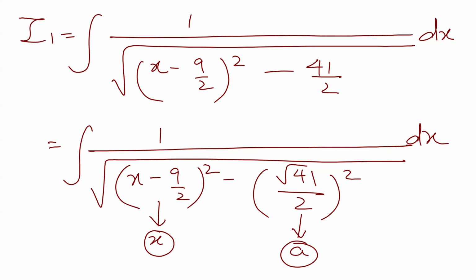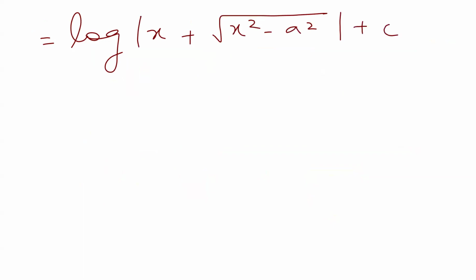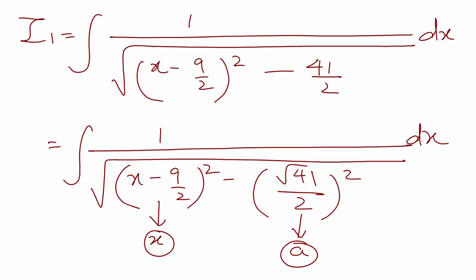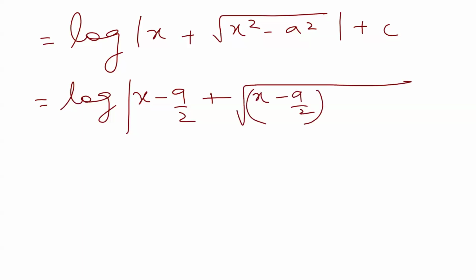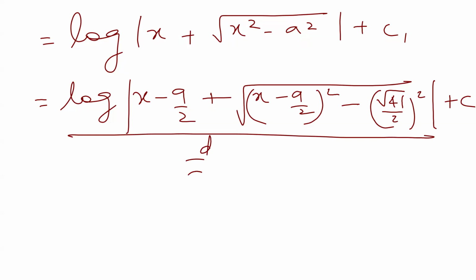1 upon root of x square minus a square. Fine. So that is log mod x plus root of x square minus a square. That's the formula, 1 upon root x square minus a square. So x is x minus 9 by 2. And this should be C1 because we are solving I1, right? Minus a square is root 41 by 2 upon dy dx of x minus 9 by 2.